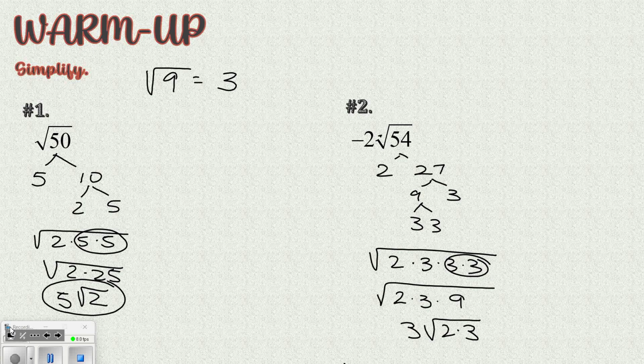But then they get multiplied. 2 times 3 ends up being 6. So this ends up being 3 root 6. But let's not forget, the whole thing from the beginning was multiplied by negative 2. So now I've got to multiply by negative 2. So my final answer would be negative 6 root 6.